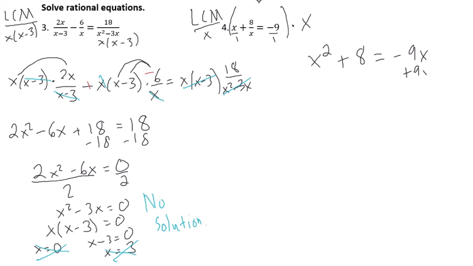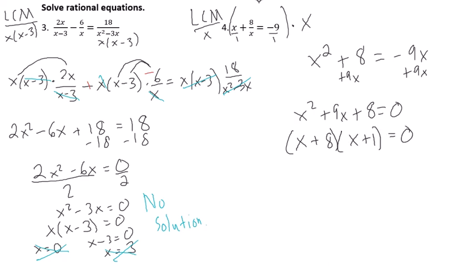Add 9x to both sides because this is a quadratic and we need to zero out one side. We get x squared plus 9x plus 8 equals 0. Two numbers that multiply to give you 8 and add to give you 9: that's 8 and 1. Solve this, each one individually, set them equal to 0.